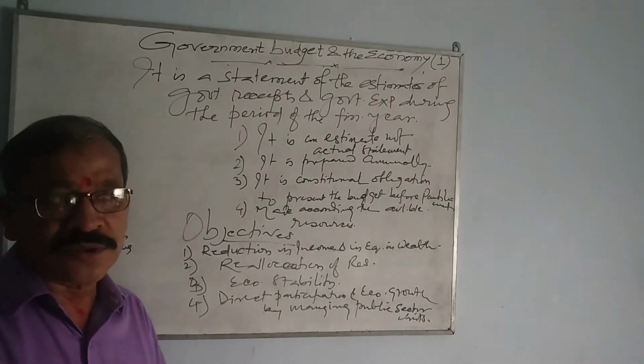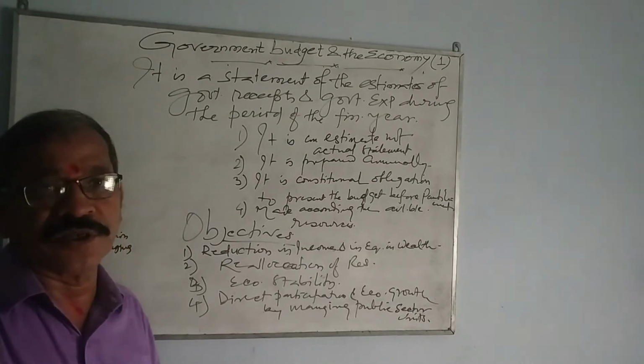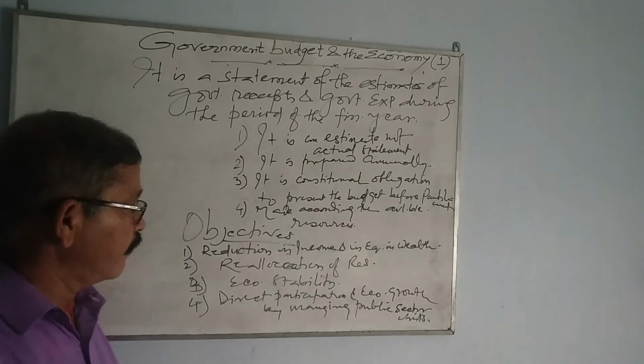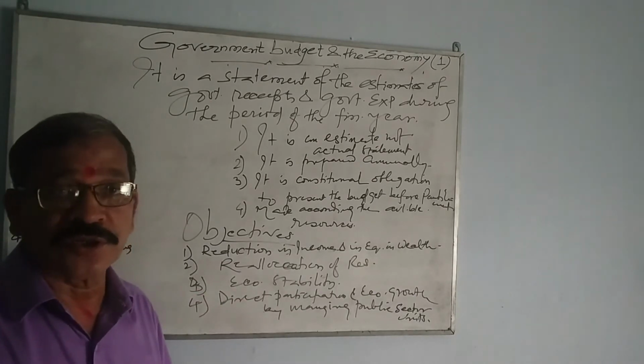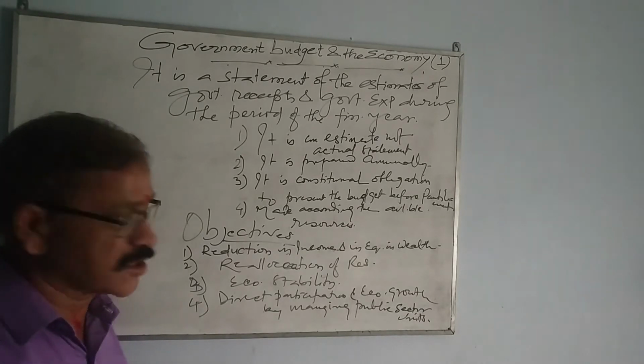So the available resources are tried to use in a different way and different direction. That is known as reallocation of resources. These are the basic objectives of the budget, the aims and objectives of the budget.